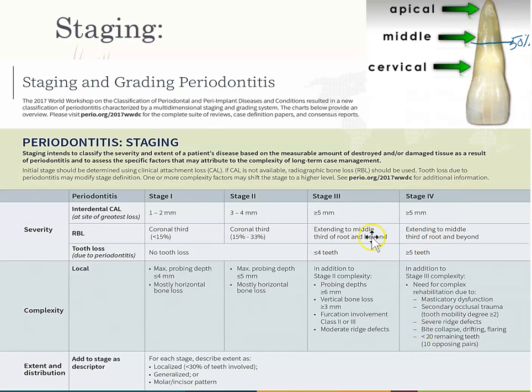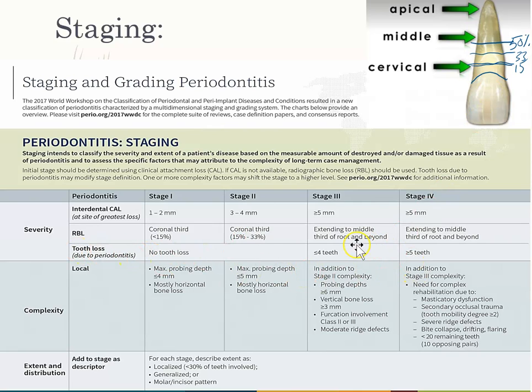So you find the worst area and you look at this. If the bone level on the worst area is somewhere here or beyond, it's automatically stage 3. 15%. So if this is the CEJ, 15% might be somewhere around here. 33% might be somewhere around here. 33, 15, I'm just eyeballing it here. So depending on where the bone loss is in the worst area of the mouth, you would stage accordingly.